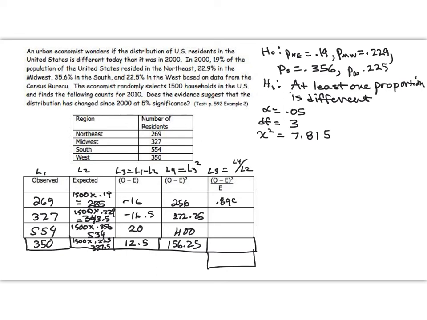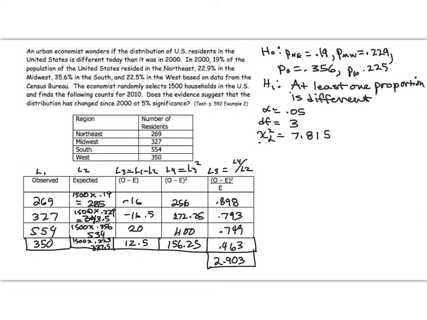I'm going to round these values because I don't feel like writing them all out. And then when I add them up, this column here, I believe I get 2.903. Okay, so that's my chi-squared. Just a quick glance at that looks like I'm going to fail to reject my null hypothesis because it is less than chi-square alpha.